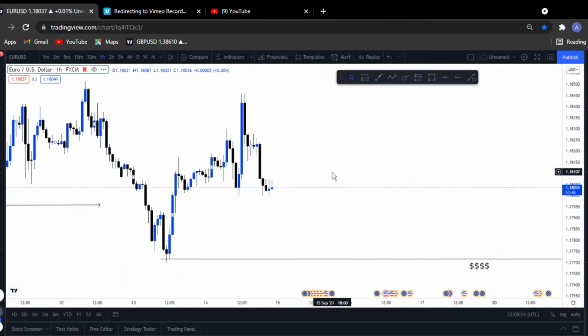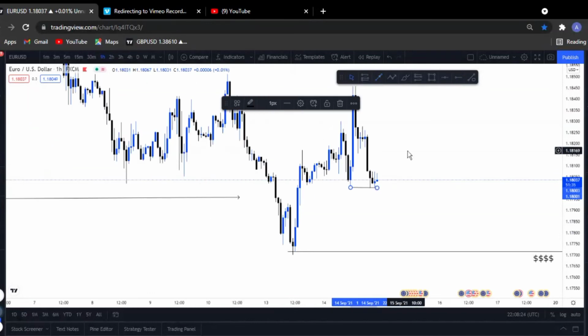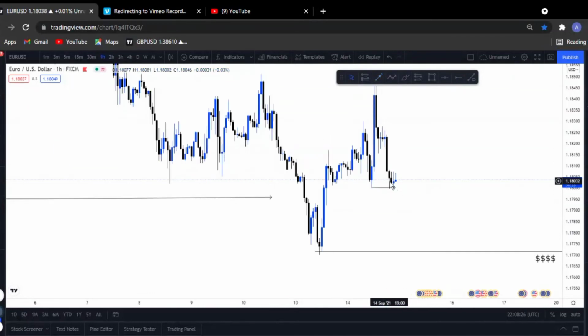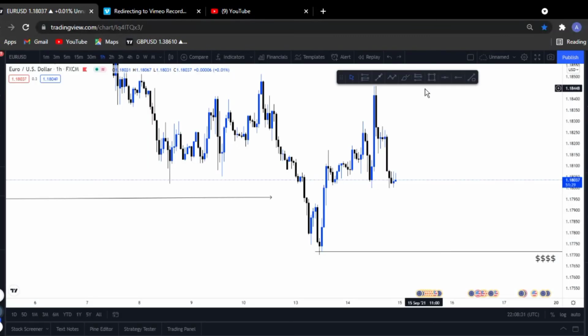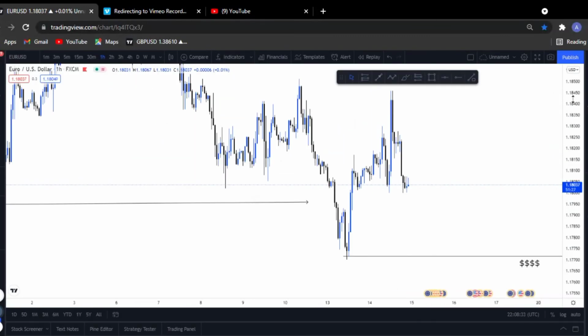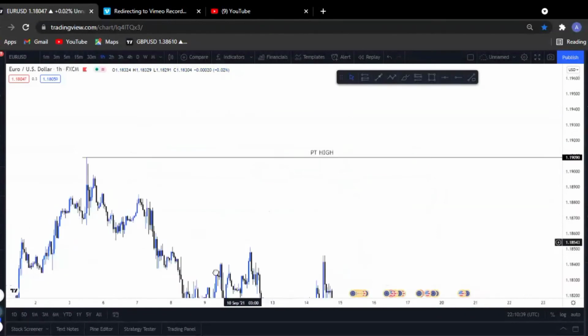So currently, nothing really interests me because there's no break of structure yet. Yeah, no break of structure. Sorry about this. No break of structure. Well, the market is not presenting anything at this time.